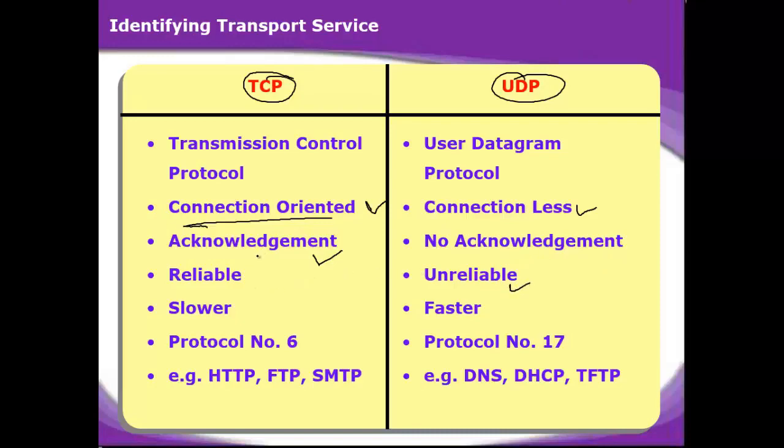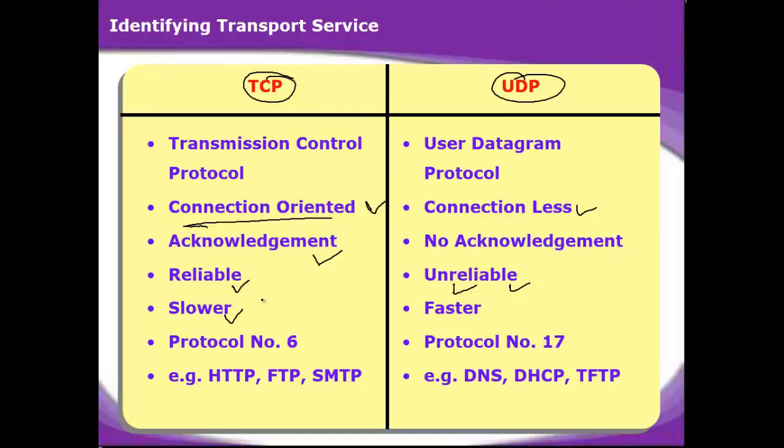TCP, due to the acknowledgements and delivery mechanism, is reliable. But due to using sequence numbers and acknowledgements, it is slower, of course. It has some overhead involved in the transmission, whereas UDP is faster. So unreliable does not mean that it's not good or that it is good. It depends upon the kind of application and the use you are going to make.